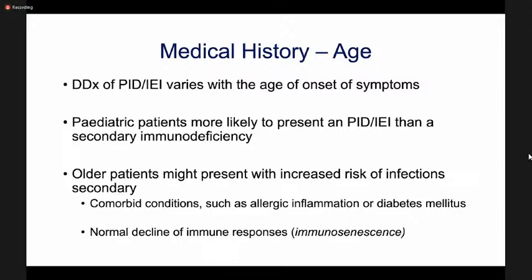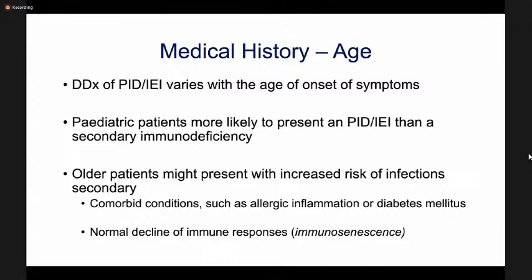So one thing is the age. When you're thinking about your primary immunodeficiencies, of course, a lot of them manifest in early childhood. Only the common variable immunodeficiency is likely to manifest in older patients. So for pediatric patients, as long as you've ruled out the most common secondary acquired causes, they would either be HIV from in utero transmission or malnutrition.